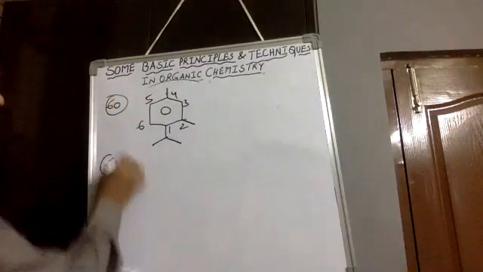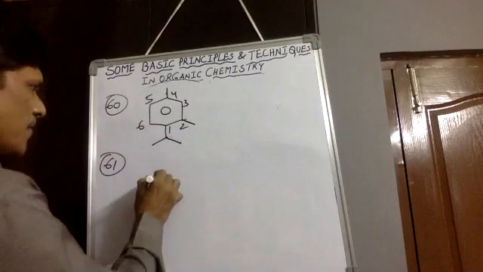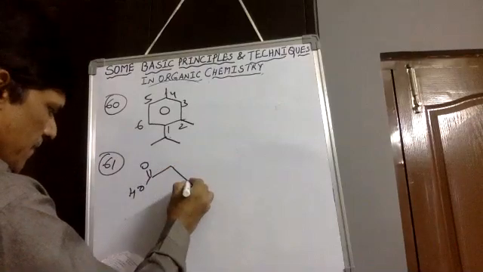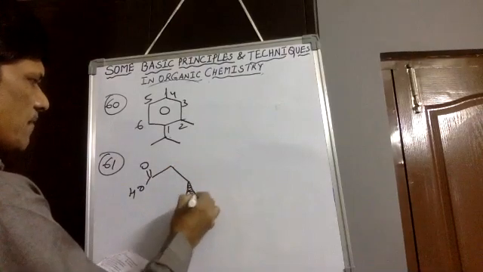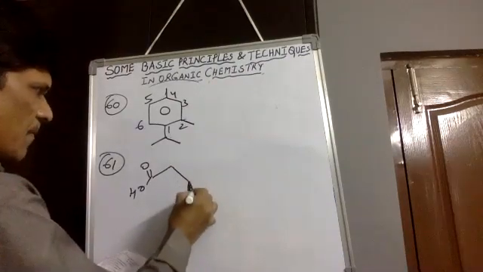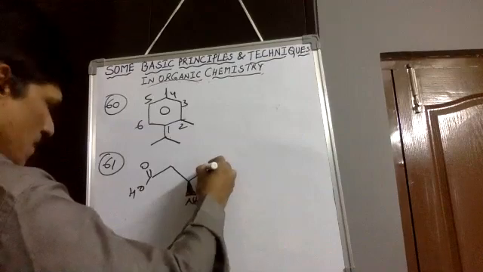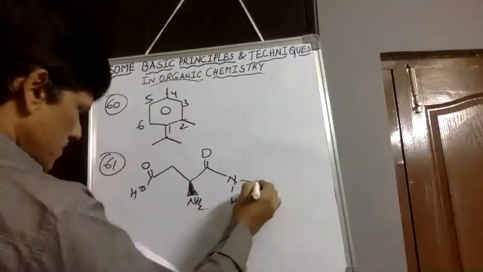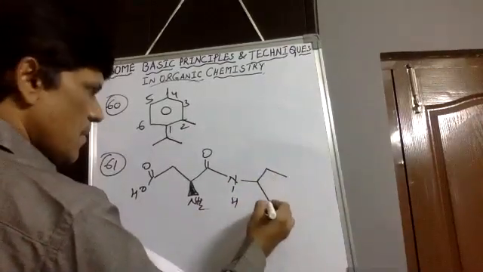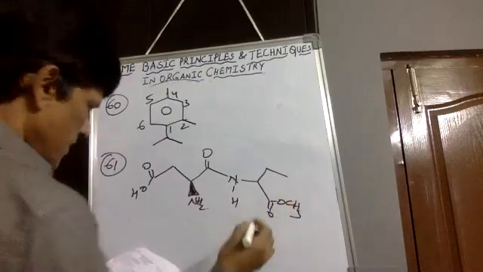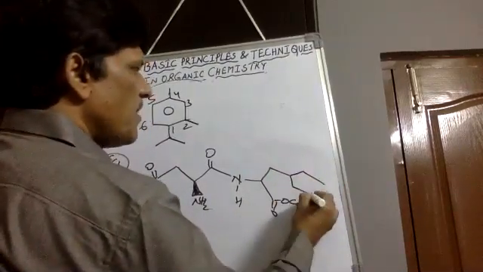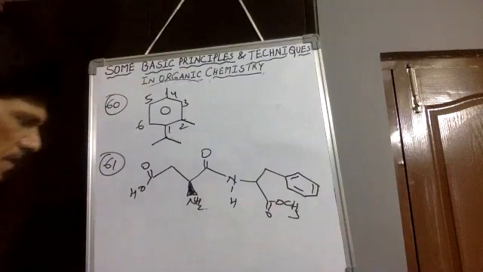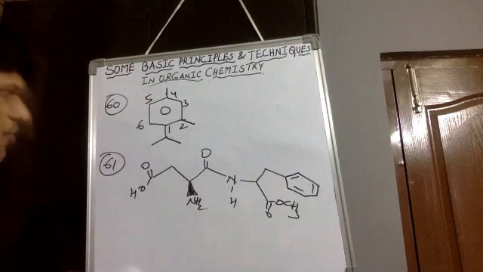Then next, question number 61. Here we have C double bond O, OH, followed by an amino group. A solid wedge shows the 3D structure of the given compound. Then C double bond O, NH, then extension of the structure, C double bond O, OCH3, also connected to the benzene ring. Now, how many functional groups are there?